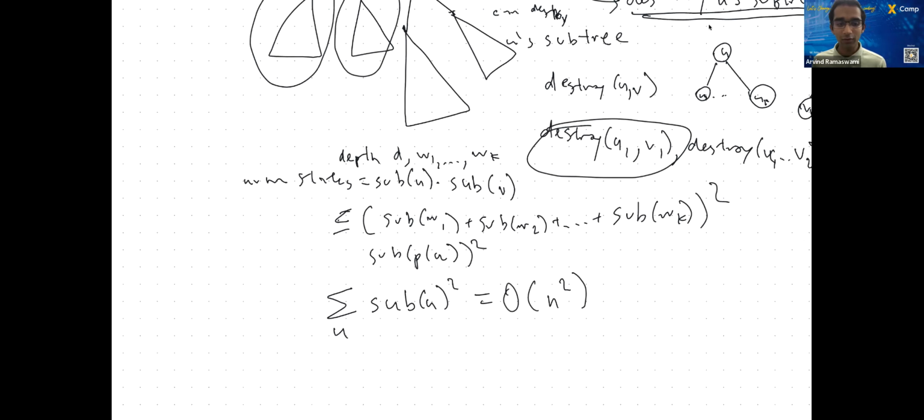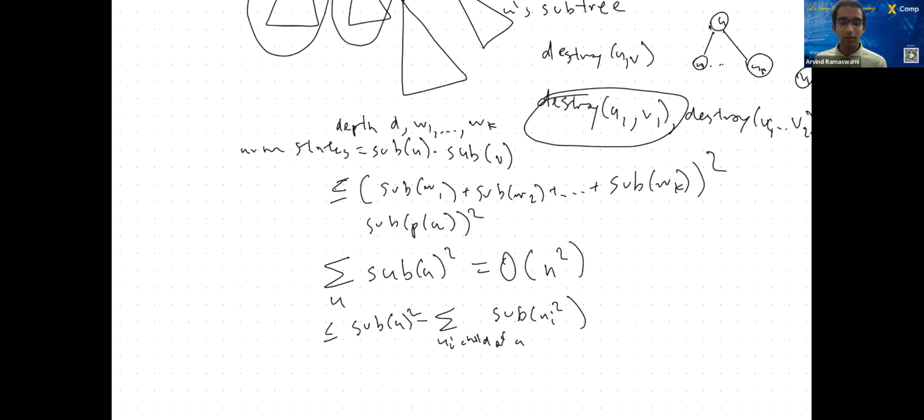Yeah, you can show this by showing that this is at most the sum over U minus the children, UI, child of U, sub UI squared. And then it's a sum of these over all vertices. And then this telescopes, and so the sum over U of this is O of n squared.